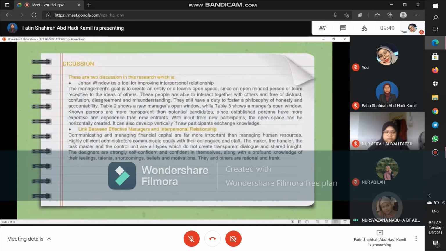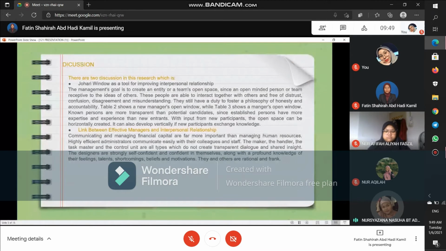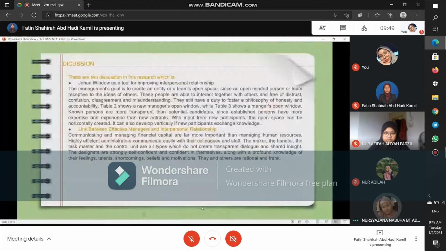Okay. For the discussion, there are two discussions in this research. The first one is the Johari window as a tool for improving interpersonal relationship. The management's goal is to create an open space for an entity or a team, since an open-minded person or team is receptive to the ideas of others. These people are able to interact with others and are free of distrust, confusion, disagreement, and misunderstanding. They still have a duty to foster a philosophy of honesty and accountability.